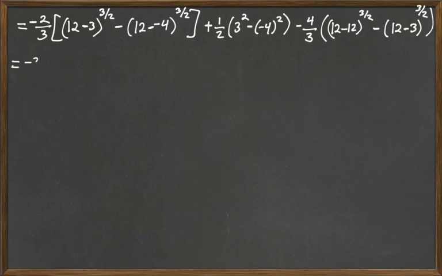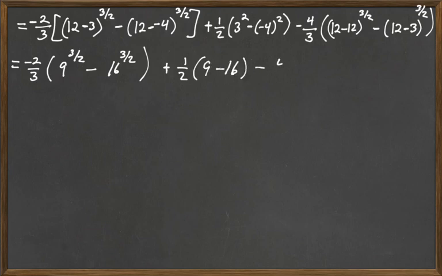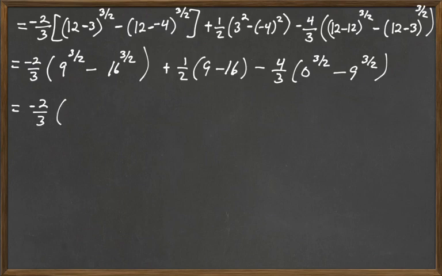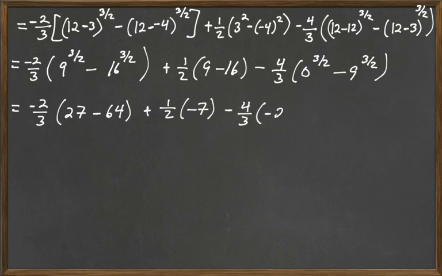Okay, so this is going to be negative 2/3, 9 to the 3/2, minus 16 to the 3/2, plus 1/2, 9 minus 16, minus 4/3 times 0 to the 3/2, minus 9 to the 3/2. Okay, so negative 2/3. And then 9 to the 3/2 is going to be 27. 16 to the 3/2 is going to be 64. Plus 1/2 times negative 7. Minus 4/3 times negative 27.